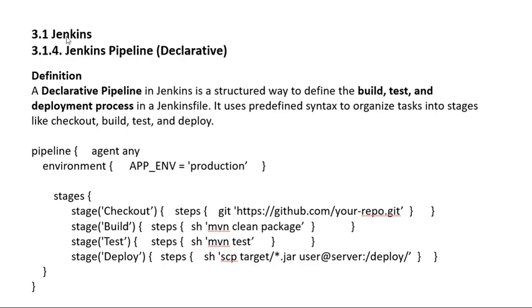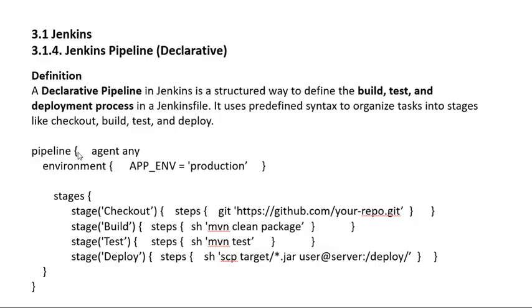Next, in 3.1 Jenkins, is 3.1.4, Jenkins declarative pipelines. The definition: declarative pipelines in Jenkins are a structured way to define a build, test and deployment process in a Jenkinsfile. It uses a predefined syntax to organize the tasks into stages like checkout, build, test and deploy.